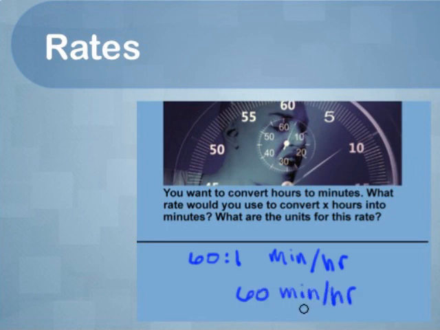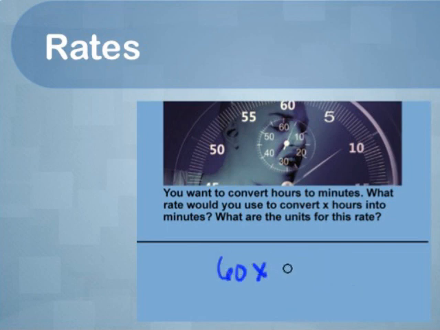If we multiply X hours by the rate 60 minutes per hour, the product is a new quantity, the number of minutes in X hours. The number of minutes in X hours is 60 times X minutes.